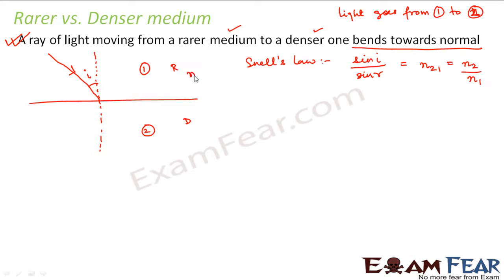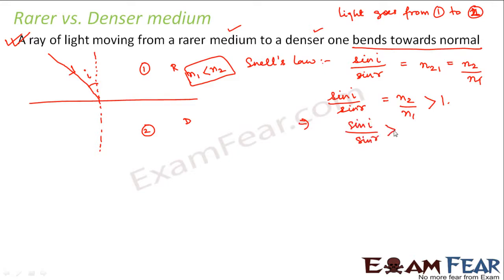Since this medium is rarer, n1 will be lesser than n2, because the refractive index of a rarer medium is lesser than that of a denser medium. So sin i by sin r is equal to n2 by n1. What will happen to n2 by n1? n2 is greater than n1, so n2 by n1 is greater than 1. So sin i by sin r is greater than 1, that means sin i is greater than sin r, so i is greater than r. That means the angle of incidence is greater than the angle of refraction.